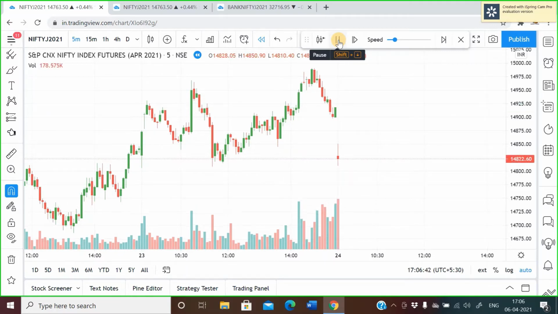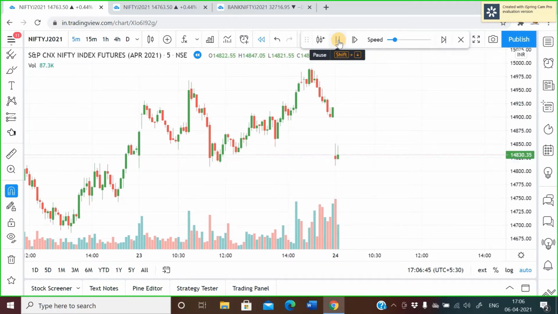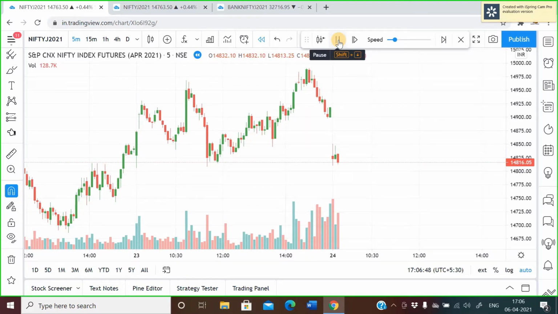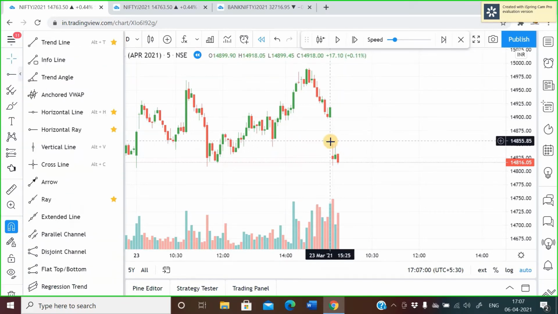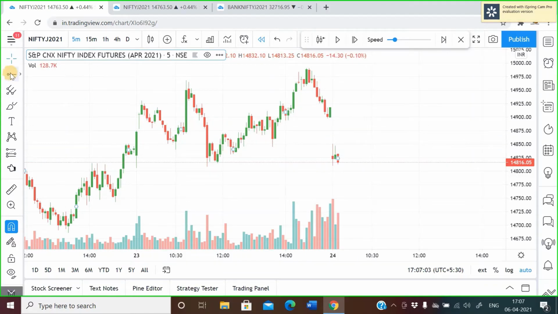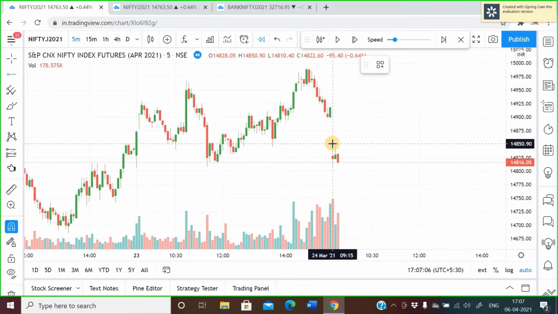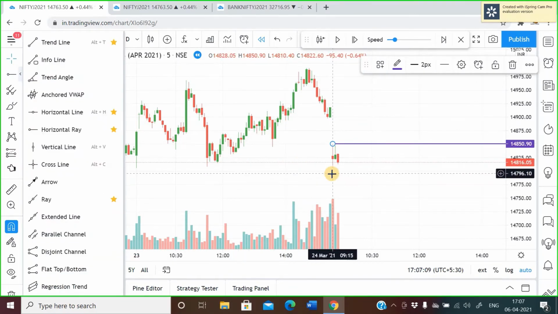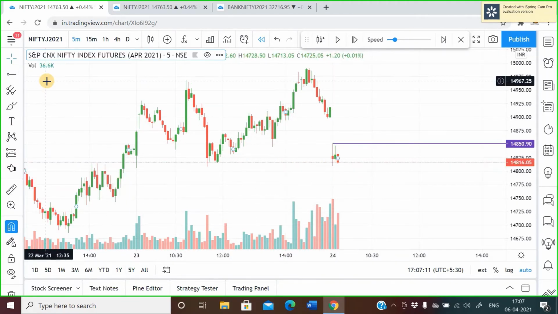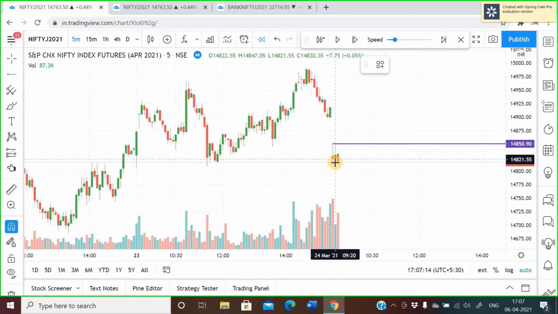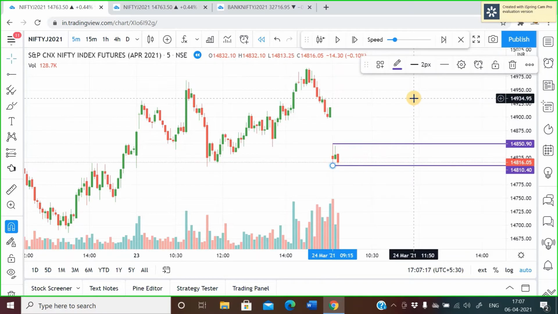So this is the first 5-minute candle for you, and this is the second 5-minute candle, and this is the third 5-minute candle. As I said, we will be marking out the high and low of the first 15 minutes. In this case, the high is I think 14850, and the low is 14810. We will be waiting for subsequent candles either to close above the high or below the low.